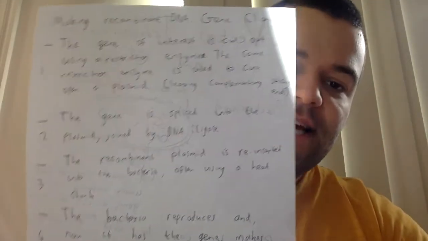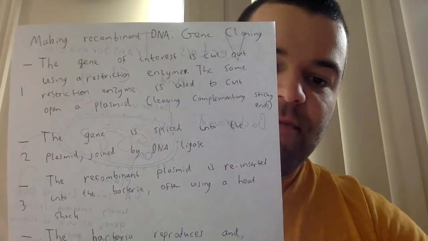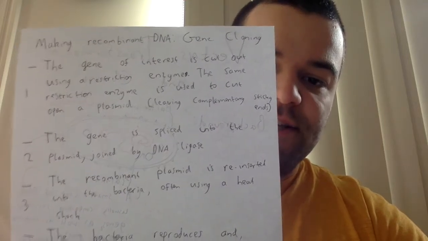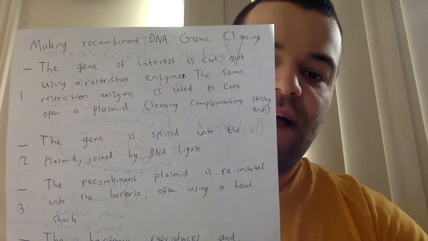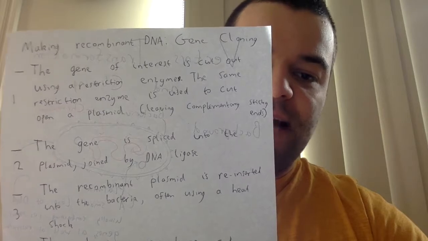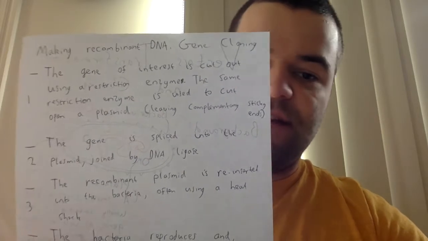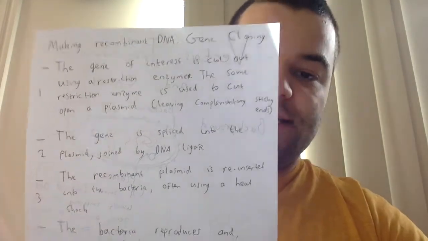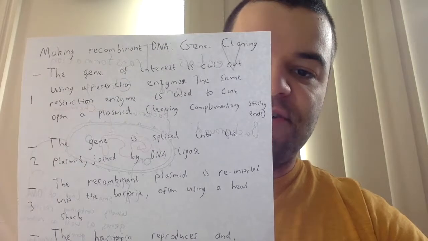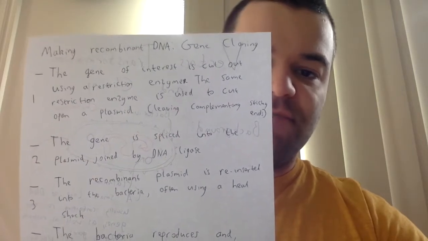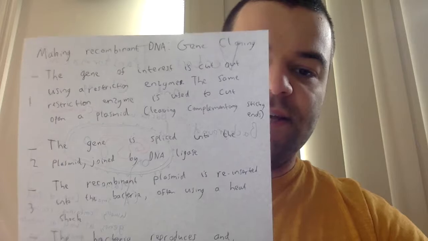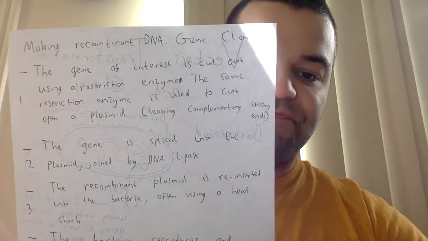We then use DNA ligase to basically join the gene into the plasmid. And we call that recombinant DNA when that's happened. So I've mentioned there the recombinant plasmid, and it's called recombinant because it's a bacterial plasmid that's had a gene from another source inserted into it. So we've made our recombinant DNA.